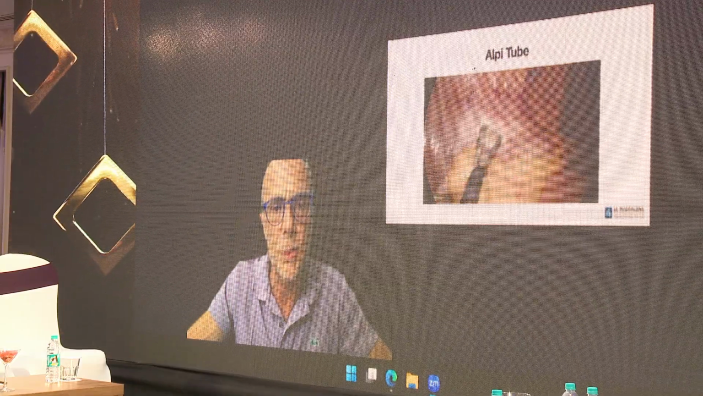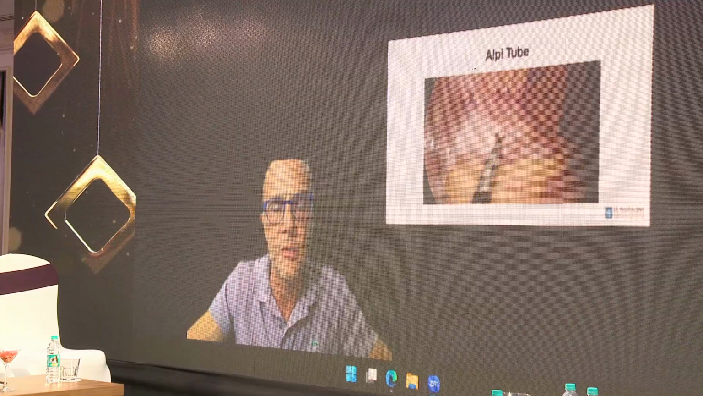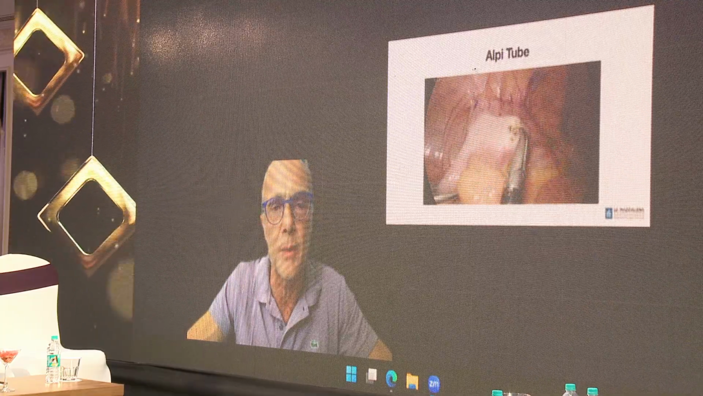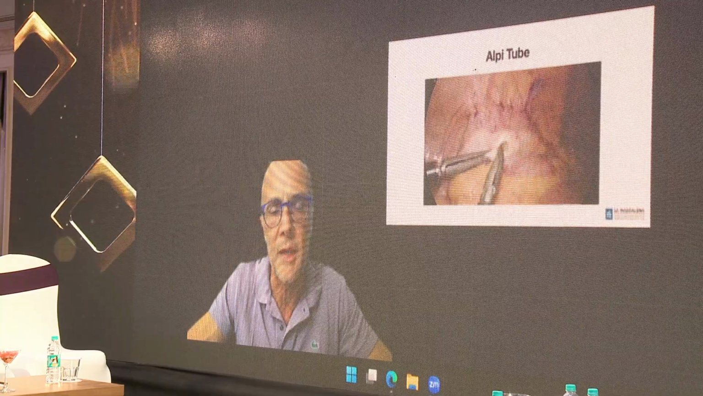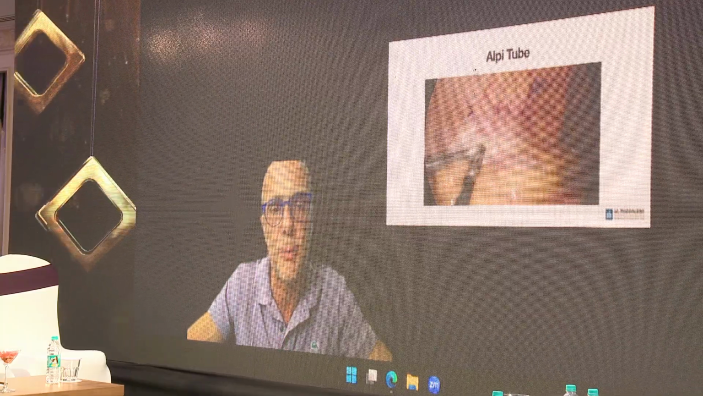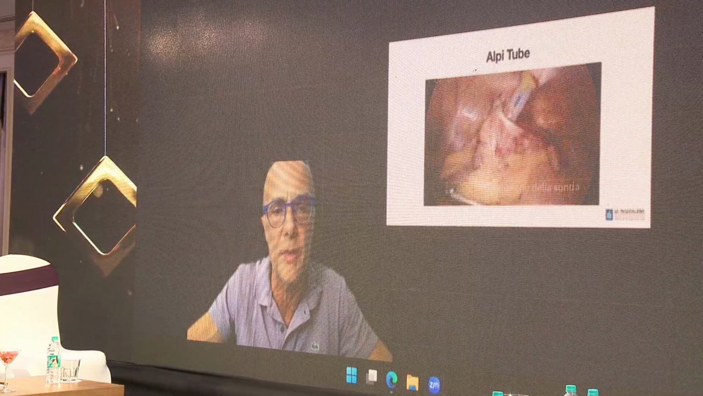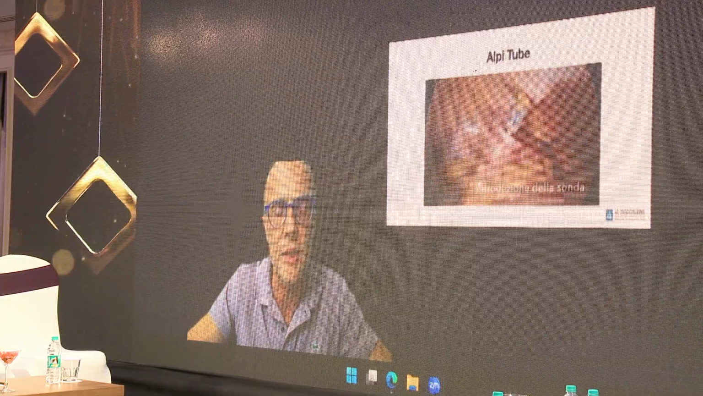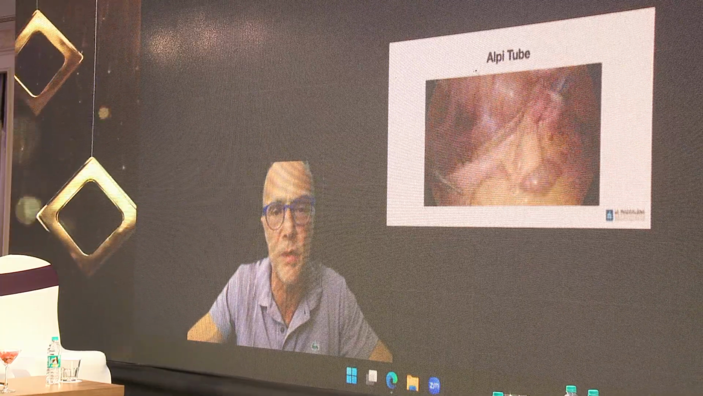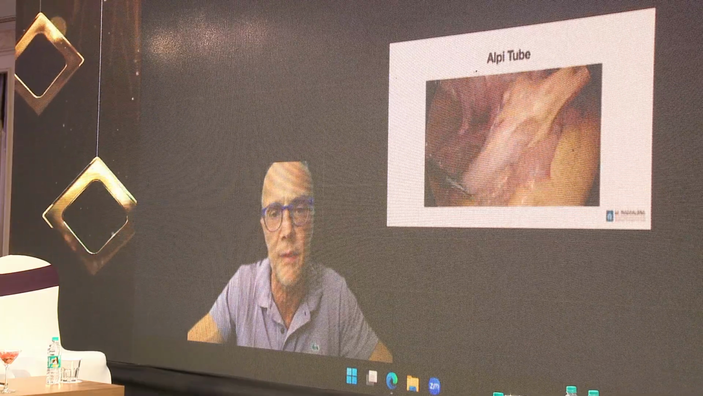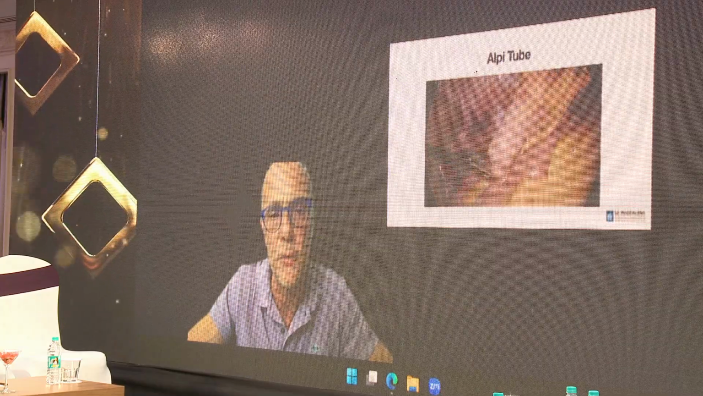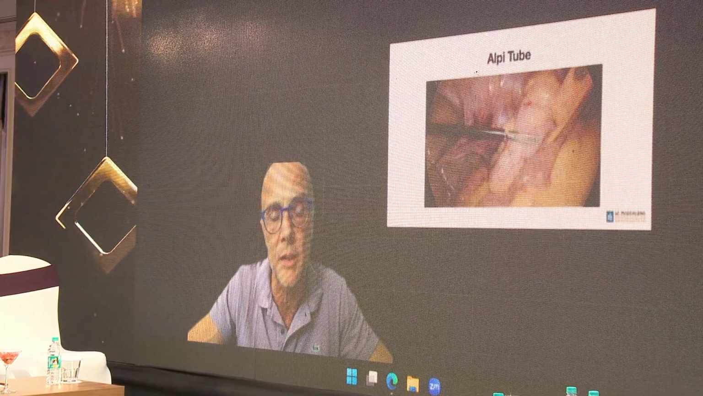The part which is more difficult is to enter the valve, the ileocecal valve, but there are more possibilities to overcome this problem. You see the tube enters the lumen of the cecum and immediately enters the valve and the small bowel for about 15 centimeters.